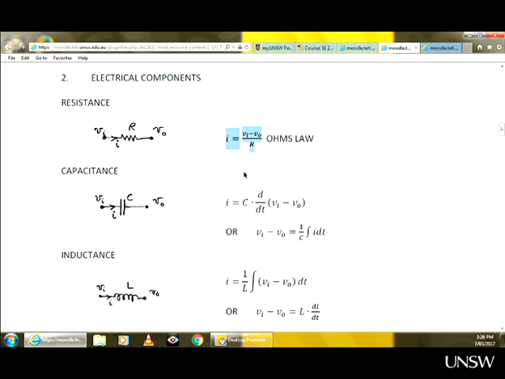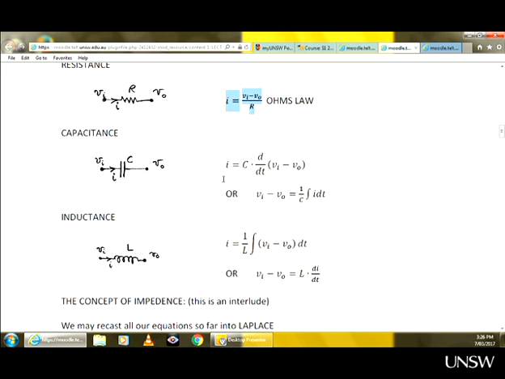Capacitance: the current through the capacitor, if you have voltage before and after the capacitor, will be proportional to the derivative of the voltage difference with respect to time, times C, which is electrical capacitance. Or you can rewrite it as the voltage difference equals 1 over C integral of I dt, because what the capacitor does is integrate the current coming into the capacitor.